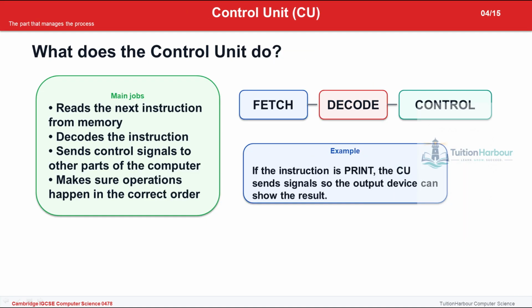Control unit. The control unit reads instructions from memory and works out what each instruction means. It then sends control signals to the correct parts of the computer. It also makes sure that each operation happens in the correct order and at the correct time.